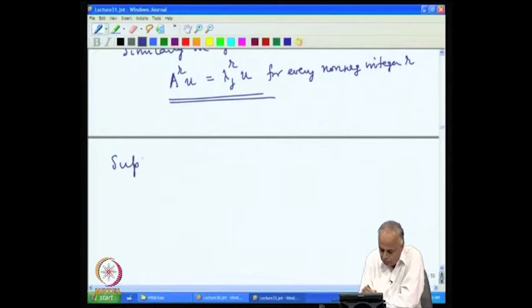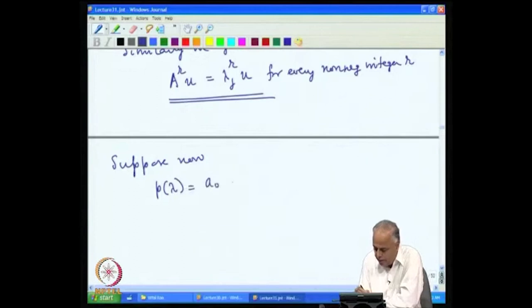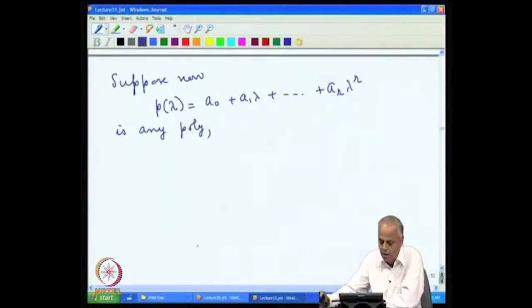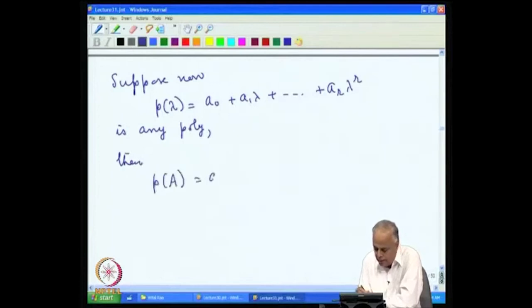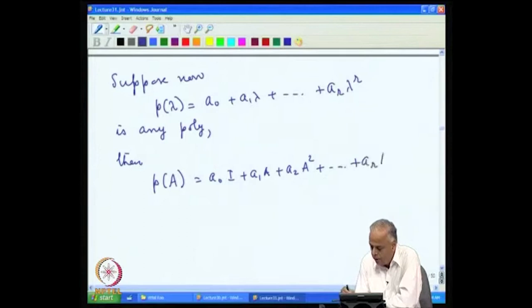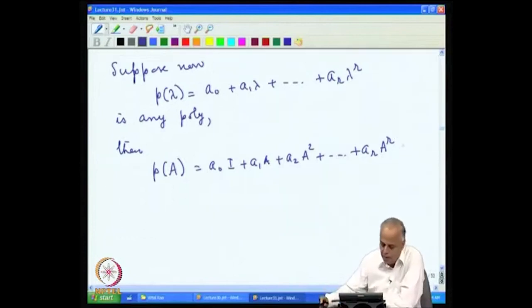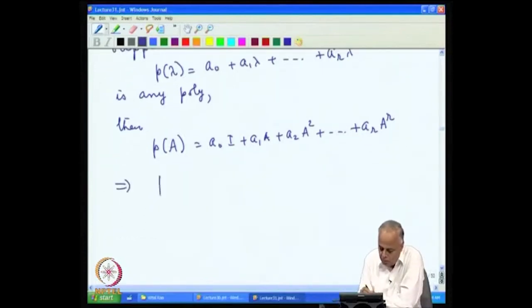Suppose now P lambda is equal to a naught plus a 1 lambda plus a r lambda power r, any polynomial with complex coefficients. Then we know P A is a naught I plus a 1 A plus a 2 A squared and so on plus a r A power r. This is how we define P A corresponding to any polynomial P lambda. And therefore, what is P A u?